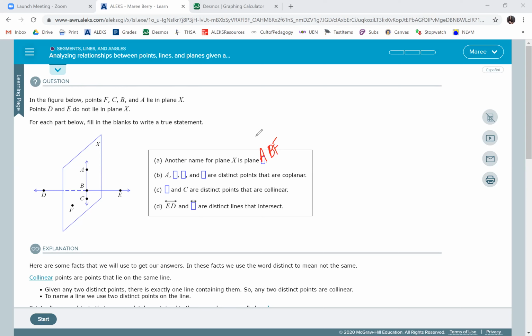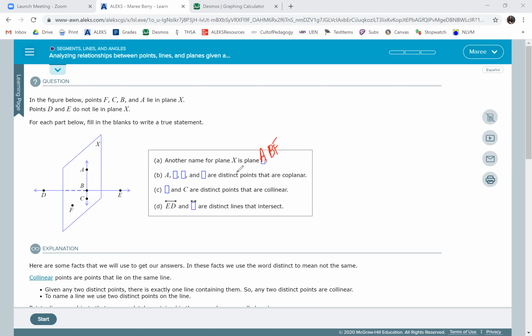There's no commas. They're just 3 letters written right next to each other. It's okay that A and B are on the same line. We just can't pick C to go with it. We'd have to use F. You could use BCF or ACF, so that would be fine.